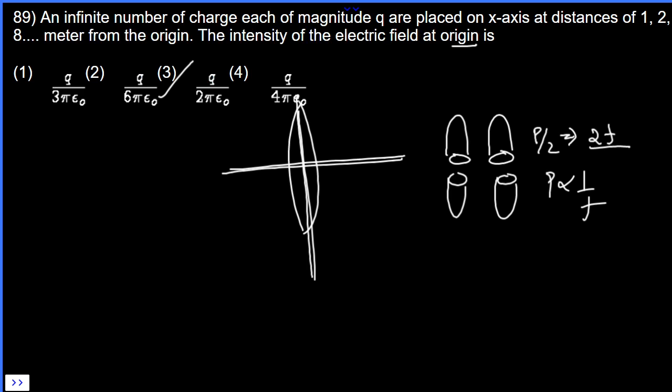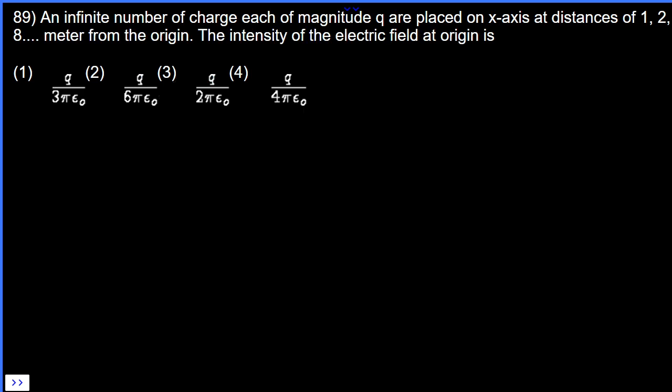Next problem is 89. An infinite number of charges, each of magnitude q, are placed on the axis at a distance of 1, 2, 4, 8 meter from the origin. Find the intensity of the electric field at the origin. So this is the origin. Let us consider distances 1 meter, 2 meter, 4 meter, 8 meter, and so on. Charges are placed at 1 meter, 2 meter, 4 meter, 8 meter.